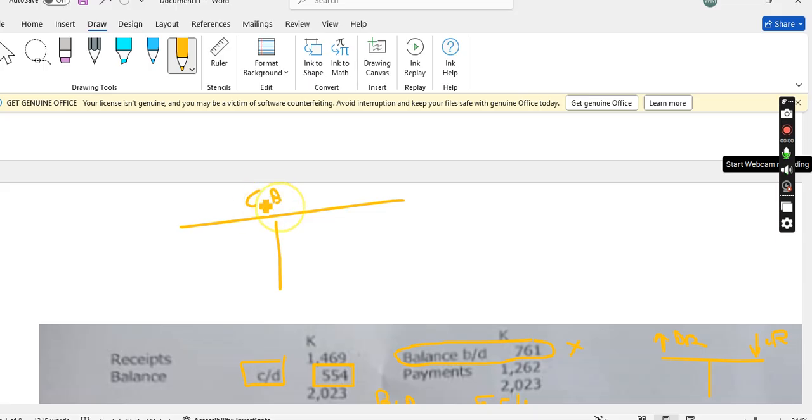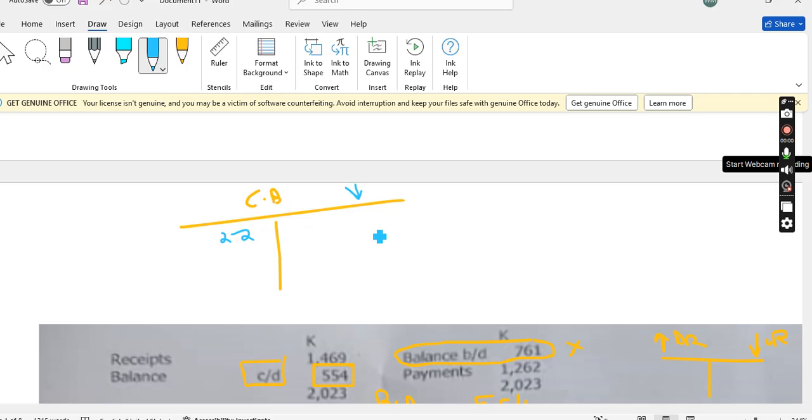Okay. So this 22 kwacha had, could you mute your mic? Okay. So this 22 kwacha was put here on the debit side. But in actuality, it has to be put here on the credit side. So what you're supposed to do here, colleagues, is you need to remove this 22 kwacha from the debit side and bring it on the credit side.